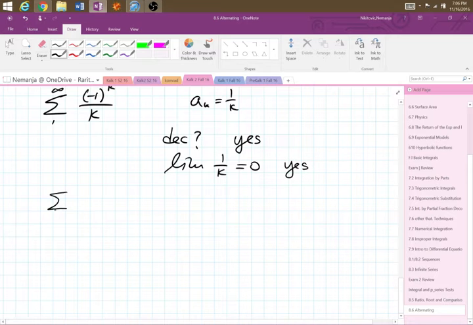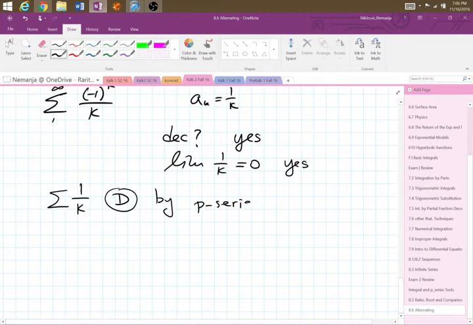So now we check the summation of 1 over k, which diverges by the p-series or integral test, whatever. You can also say harmonic, because we are actually memorizing that one. You really don't want to do the proof with the integral test on 1 over k every time you need it. It's one of the most frequent ones, so just memorize it. So the summation of 1 over k diverges by p-series. Now we write the answer.